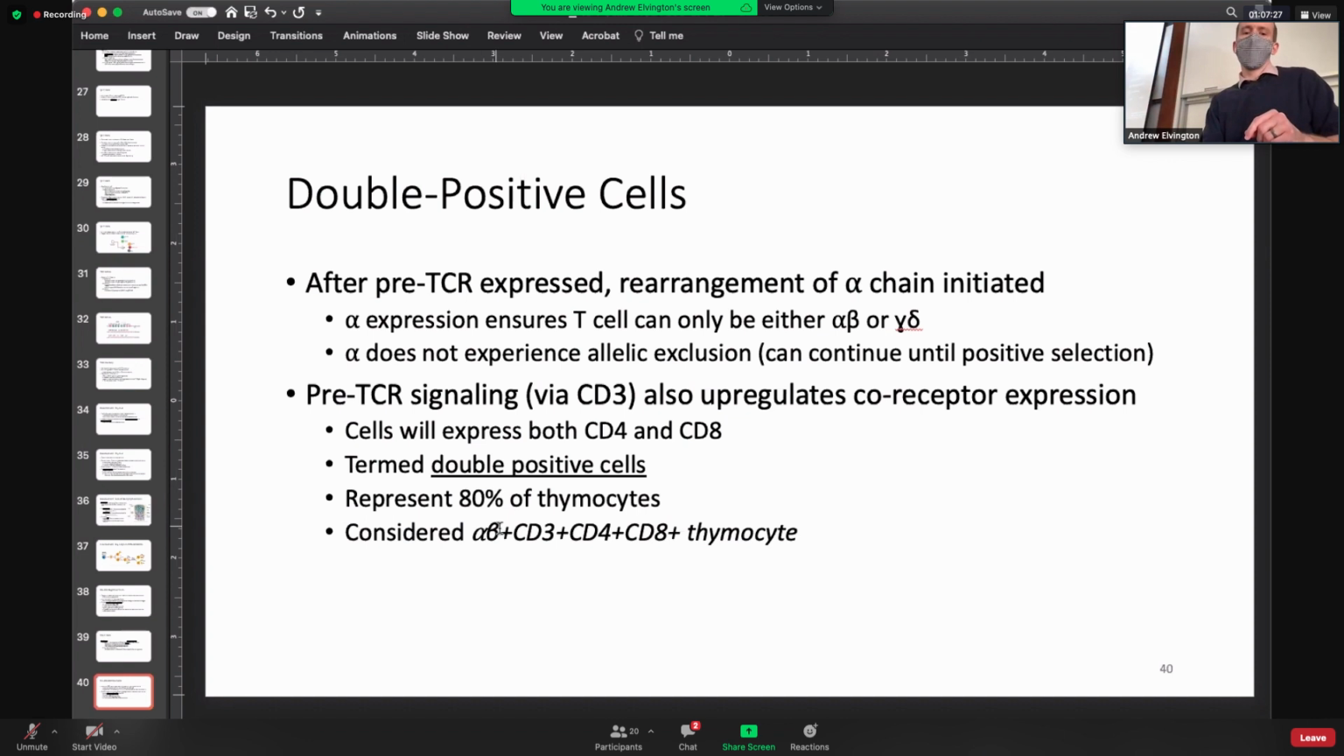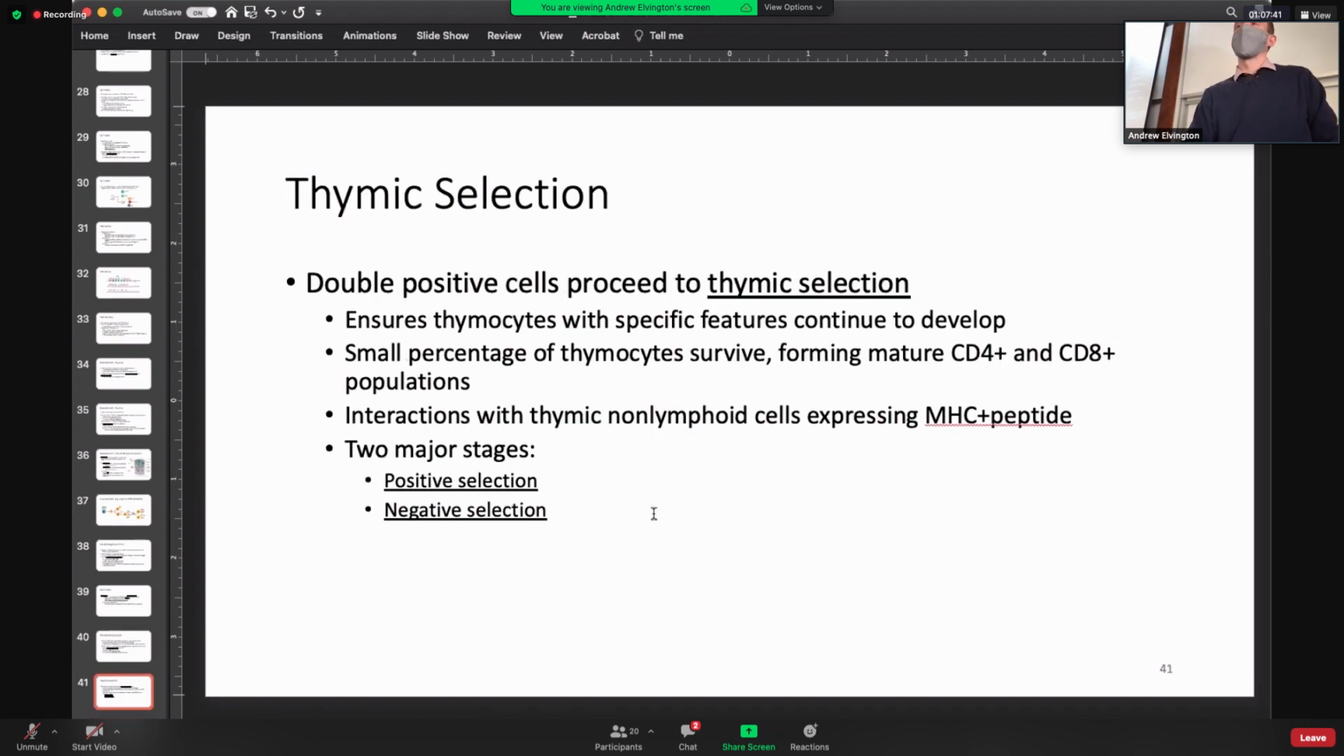You can call these alpha beta positive because they have the alpha and beta T cell receptor chains being expressed. CD3 positive because CD3 is always with the T cell receptor. CD4 positive and CD8 positive. But now we have this cell that basically can be any manner of an alpha beta T cell. So now we need to select. We've made a whole bunch of them. It's time to get rid of the ones that aren't any good, or at least get rid of the ones that have made it this far that aren't any good.